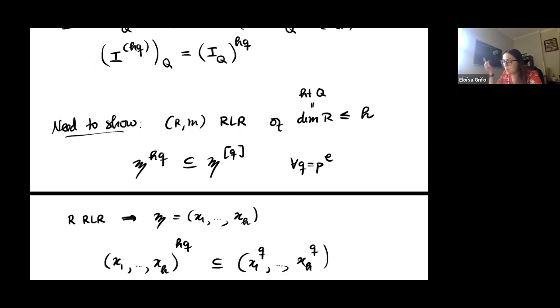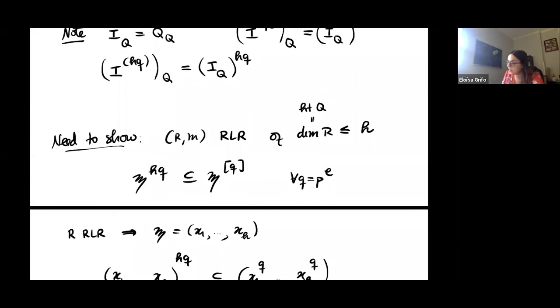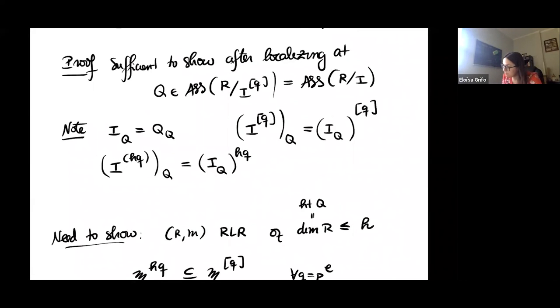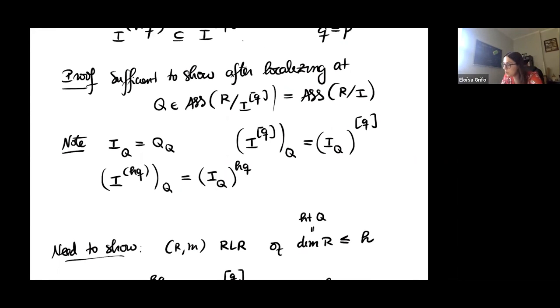Well, but now R is not my original R. So this is my fault for using the same letter, right? Now this is my localized ring. I took the original regular ring and I localized at an associated prime of I. So the dimension of this localized ring is actually the height of the prime you localized at. And what you know about that prime is that it was associated to the Frobenius power. So it is associated to the original ideal.